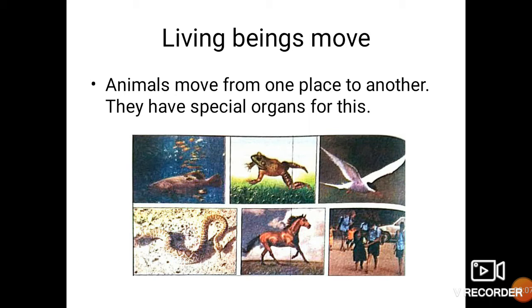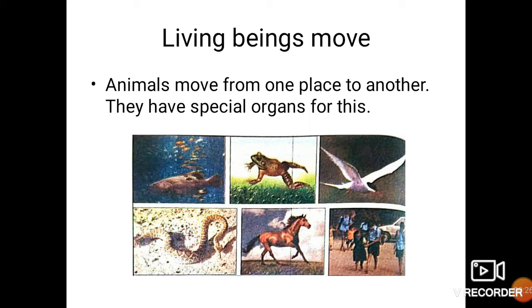Now we learn the fifth characteristic of living beings, that is, living beings move. Movement is a living characteristic especially of animals. So animals move from one place to another in order to find food and to escape from enemies. So they have special organs for this.